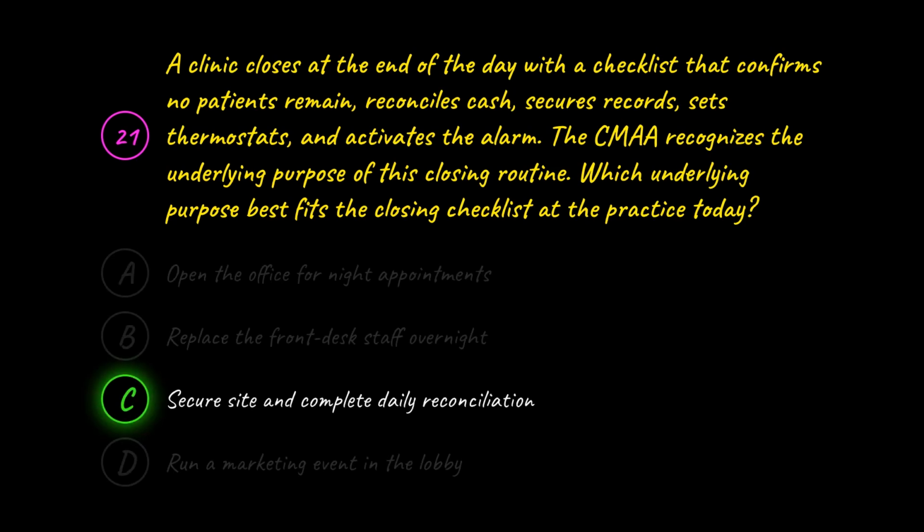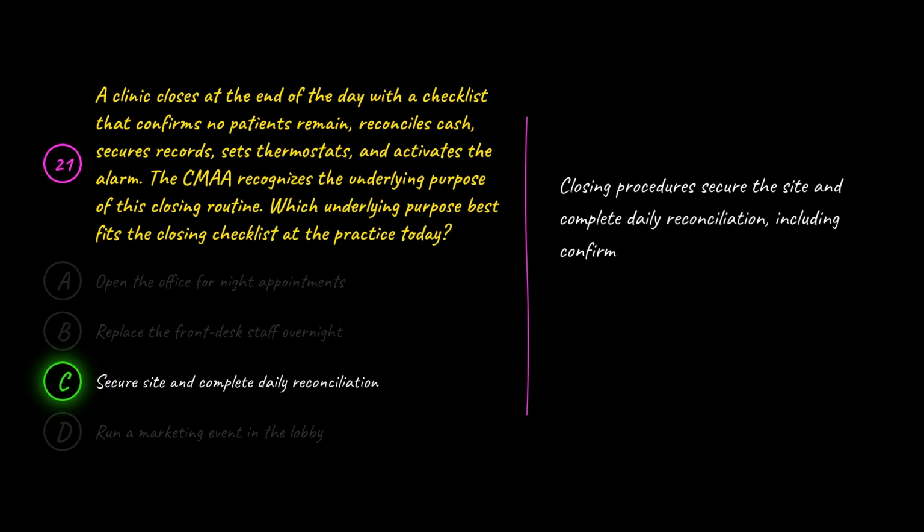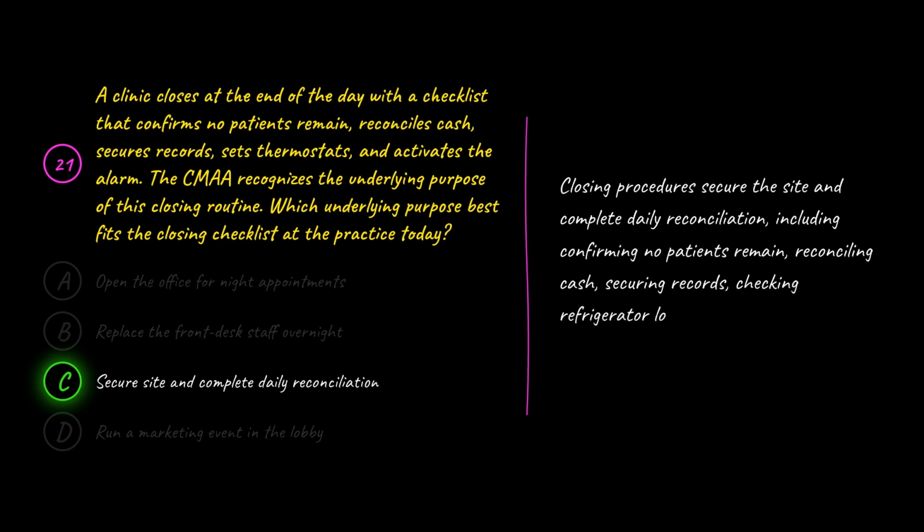The correct answer is C. Secure site and complete daily reconciliation. C is correct because closing procedures secure the site and complete daily reconciliation, including confirming no patients remain, reconciling cash, securing records, checking refrigerator locks, setting thermostats, locking, and activating the alarm before the staff leaves.